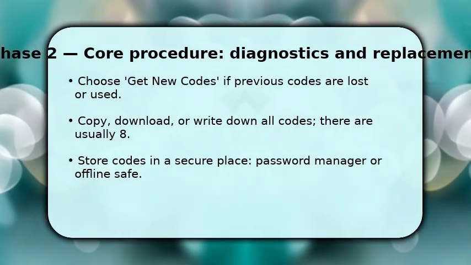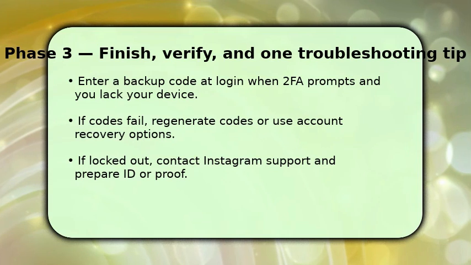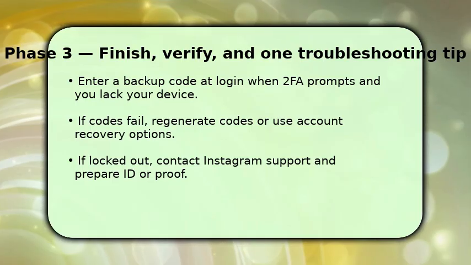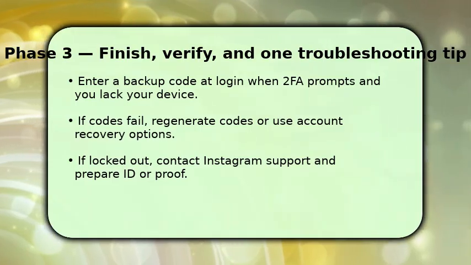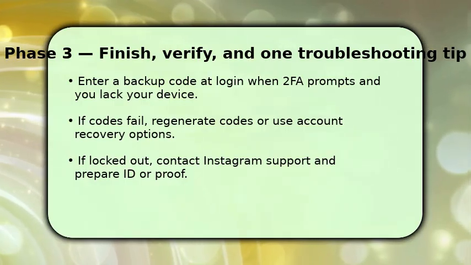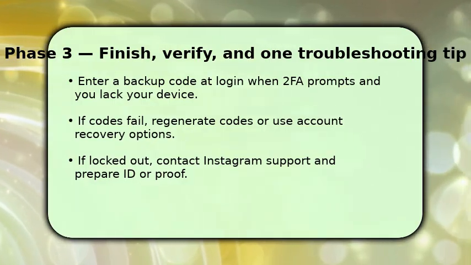Finally, use a backup code whenever two-factor authentication prompts and you can't access your phone. Type one code exactly. After use, that code is invalid, so keep the rest secure. If a code doesn't work, regenerate the set from settings and update your stored copy.